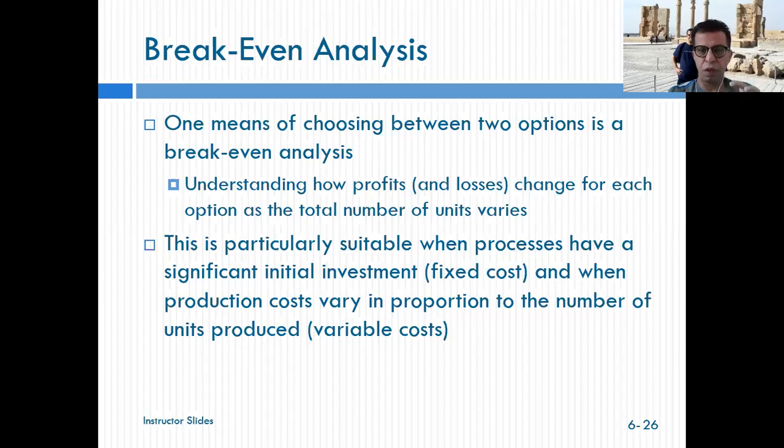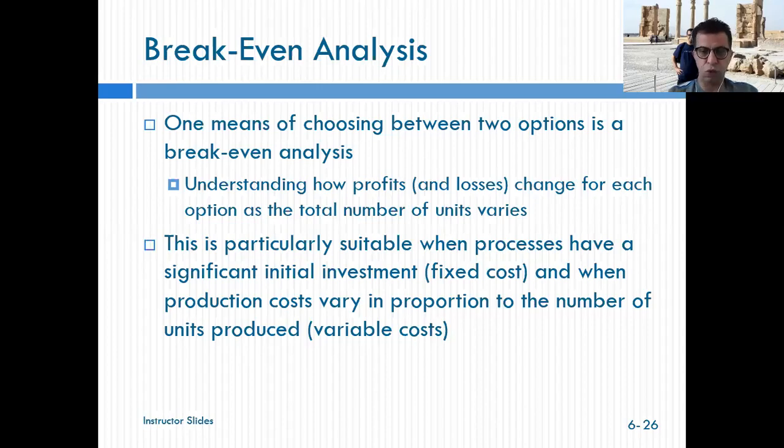Understanding how profit and loss change for each option as the total number per unit changes. This is particularly suitable when the process has a significant initial investment. So if you're buying an equipment which costs you $1 million, you need to justify why you ask for this $1 million equipment, replacing the $10,000 old equipment, which was producing 10 units, and you need a new equipment which produces 100 units in 5 minutes.